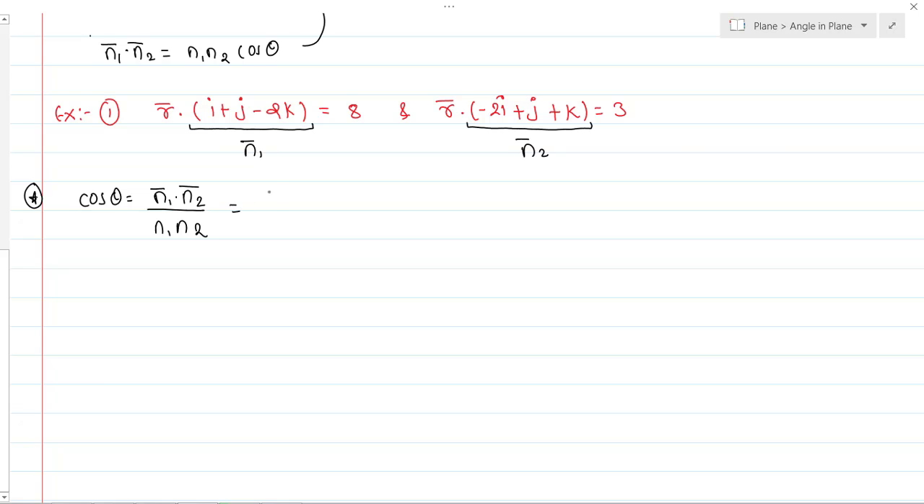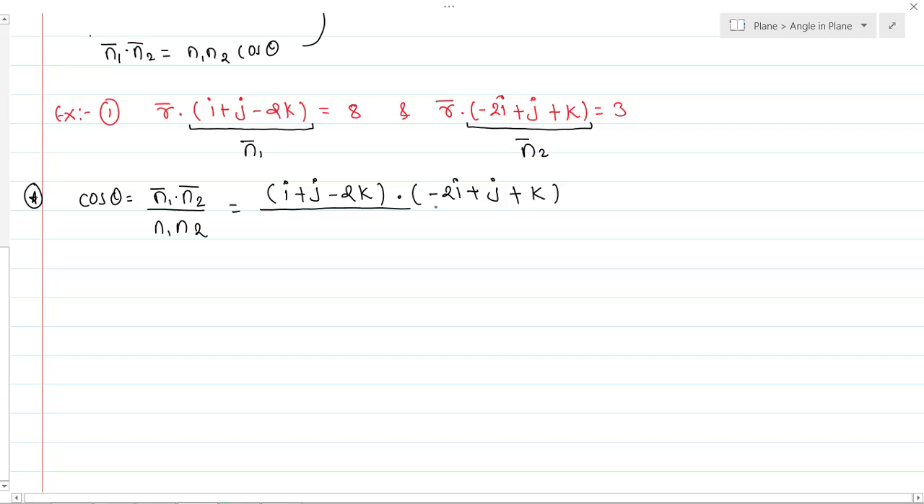Okay, so what is n1 bar? This is nothing but (i + j - 2k) dot (-2i + j + k), whole divided by their magnitudes. So first, n1 magnitude is what? It is the root of 1 plus 1 plus 4, into the root of the second vector, which is 4 plus 1 plus 1. Let's open the bracket in the numerator.